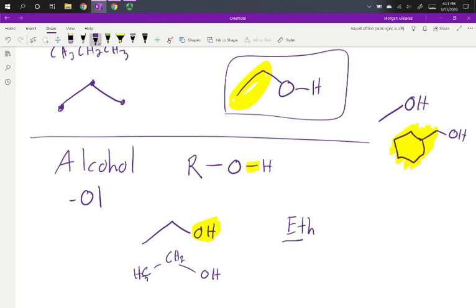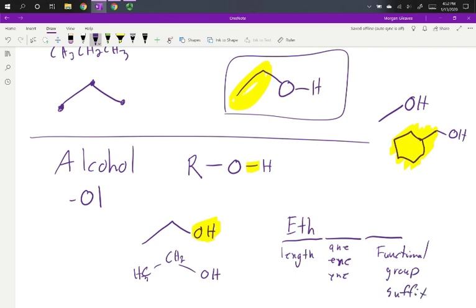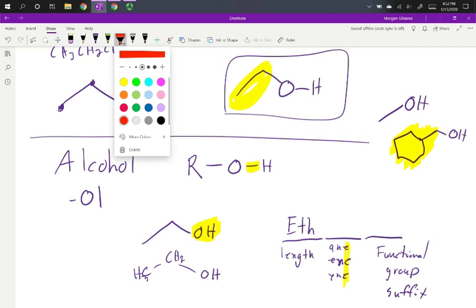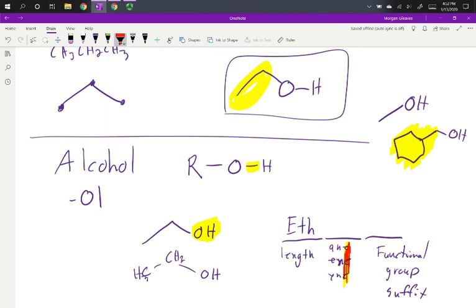So we have parts. There's the length. There is the ane, ene, yne component. And then there is the functional group suffix. The difference here is that to merge these, we actually get rid of the E. I should use a different color. So we're going to get rid of that E.